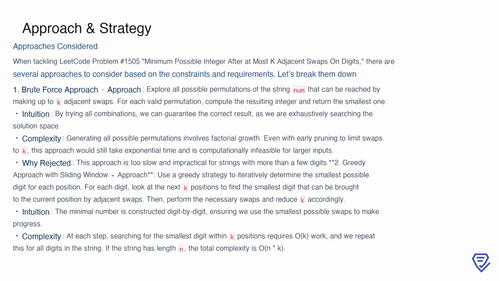Another option is a greedy approach using a sliding window technique. Here, the idea is to iteratively find the smallest possible digit for each position by searching within the next k positions. This method is more efficient than brute force, as it constructs the minimal number step by step. However, its reliance on linear searches within the k range still leads to inefficiencies for larger values of k, as the complexity scales with both n and k.